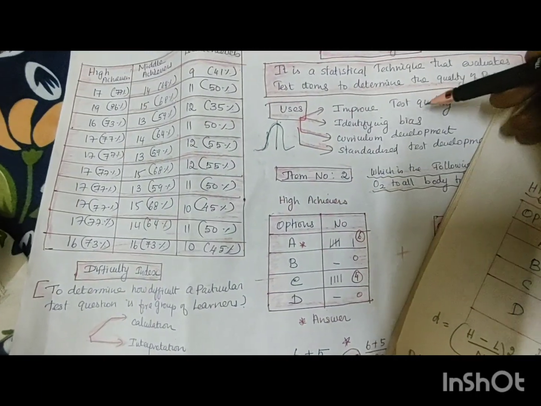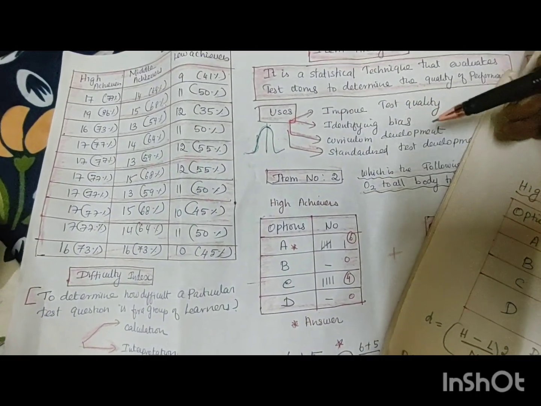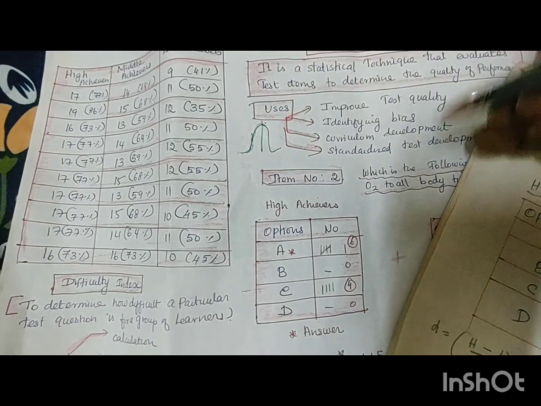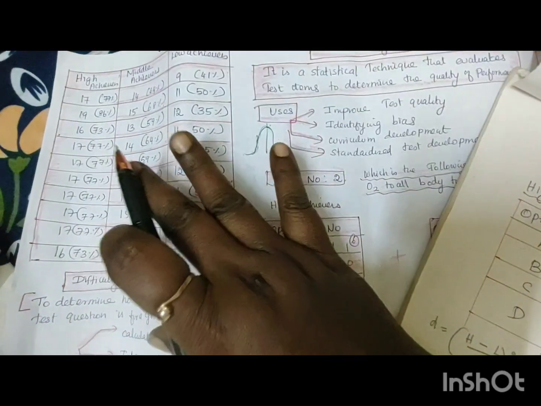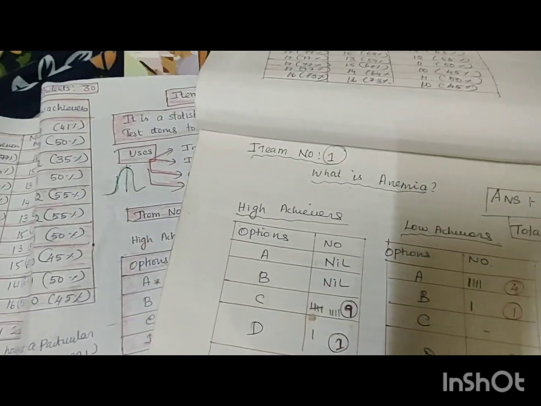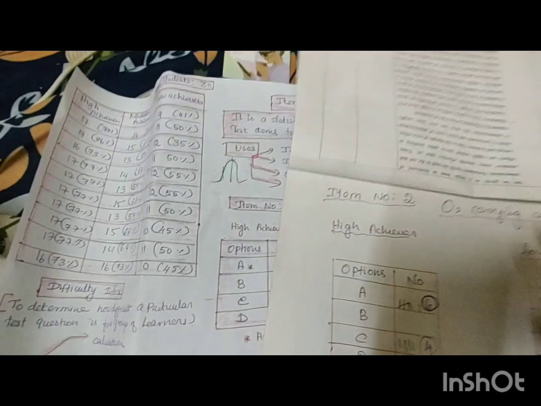That's what we have seen about improving the test quality, identifying any bias, curriculum development, and developing the standardized tool. Okay, after that you have to take each question and write it, separating the middle achievers and the high and low achievers. You have to discriminate them. This is the first thing you have to do for your tool: how many items, how many questions there are.